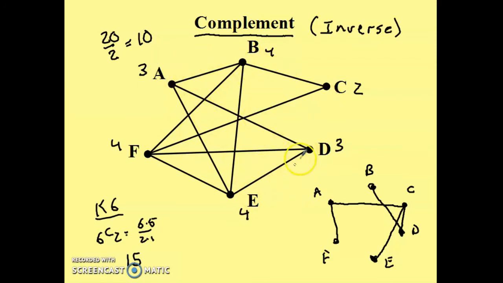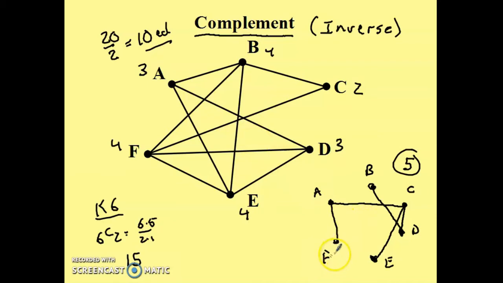So if I find the sum of the degrees of all the vertices and divide it by 2 in a simple graph, that's how many edges I have, 10 of them. Well, if you need 15 to make a complete graph, how many edges are in the complement? 1, 2, 3, 4, 5. You can count them up, or you can just use that fact. I have 10 edges already. I need 15, so the complement must have 5 to make up the 15.